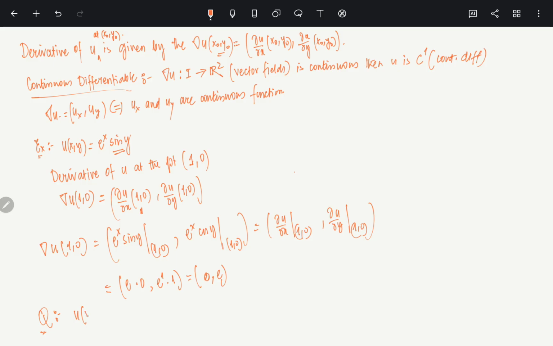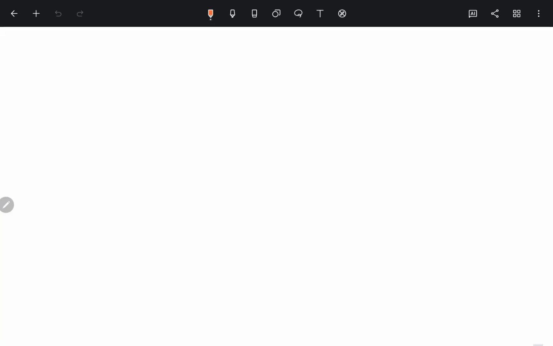Find the derivative of this function u of x, y equals x squared plus e to the power y. Very, very simple. Find du at the point (0, 0), if it is possible. We don't know whether it is possible or not, so my question is, if possible. But by the look of it, you do realize it is possible. Now, this is just the first order derivative, right?